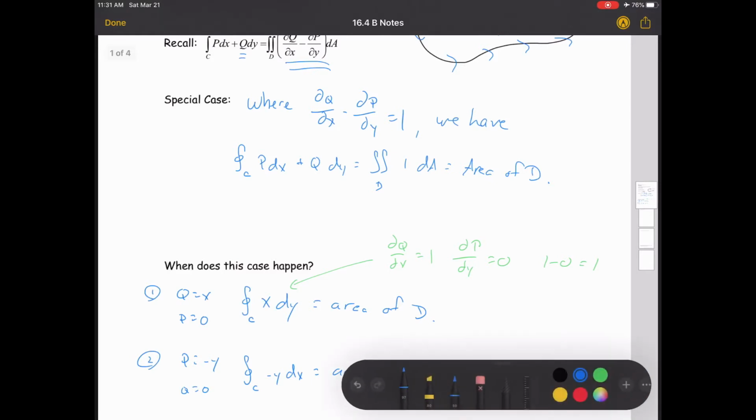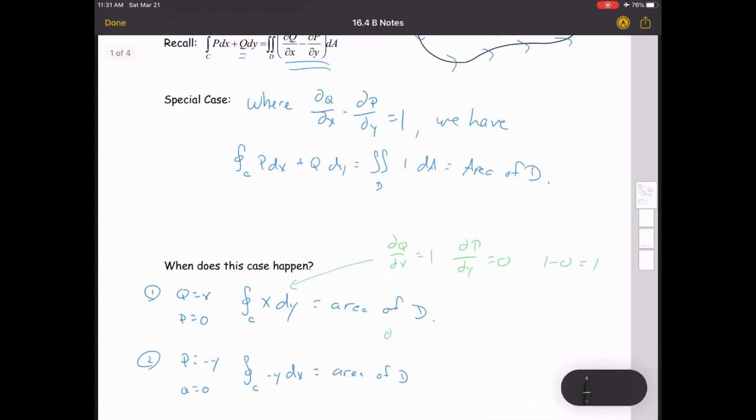And again, I'll illustrate real quick here for you that dq dx, well, there is no q, so that's 0. dp dy is going to be negative 1, so you would get 0 minus negative 1, that is 1. Okay, and that's exactly what we're looking for. Okay, so those are two of the very basic cases.